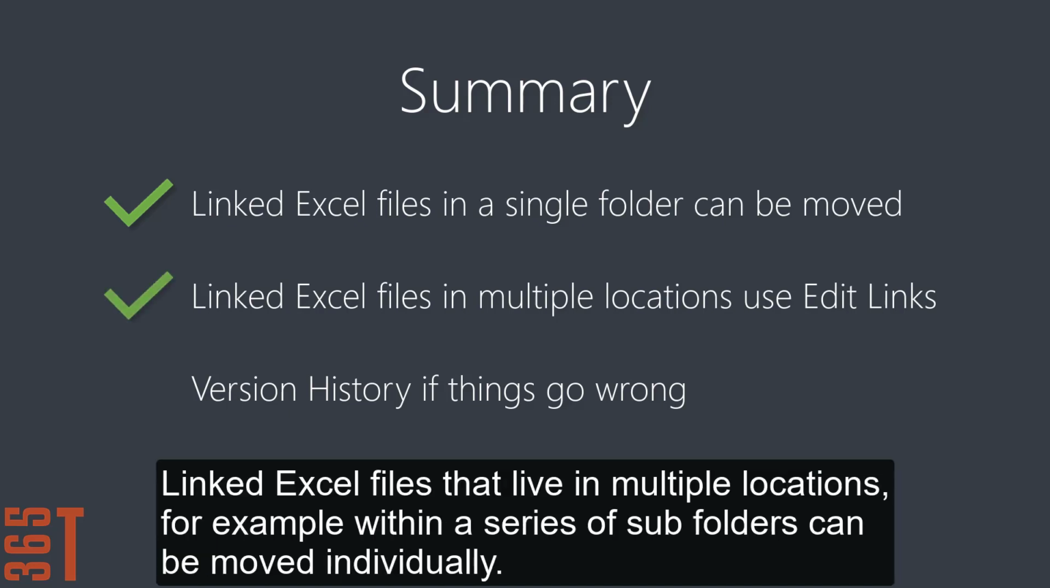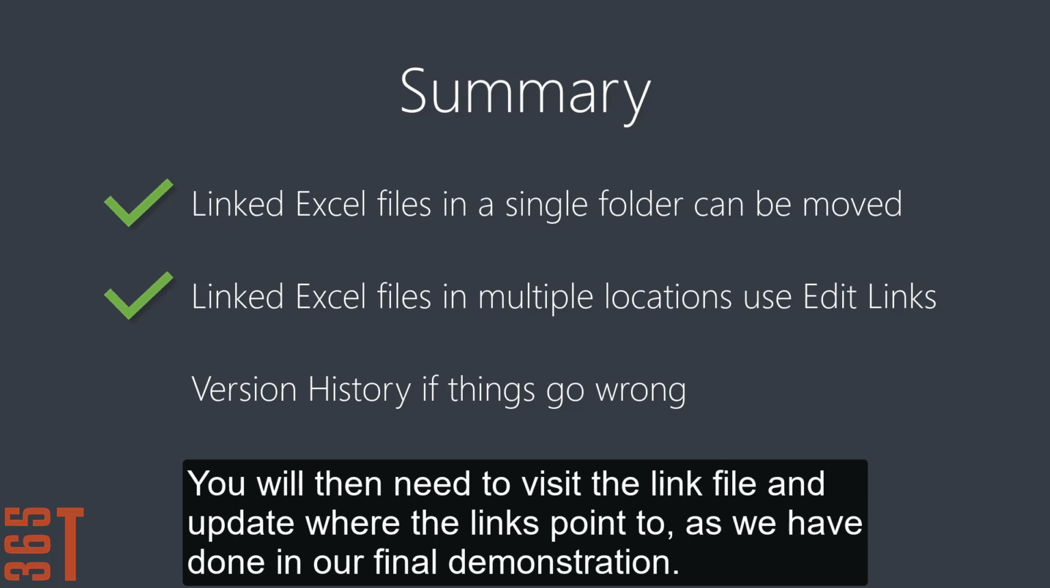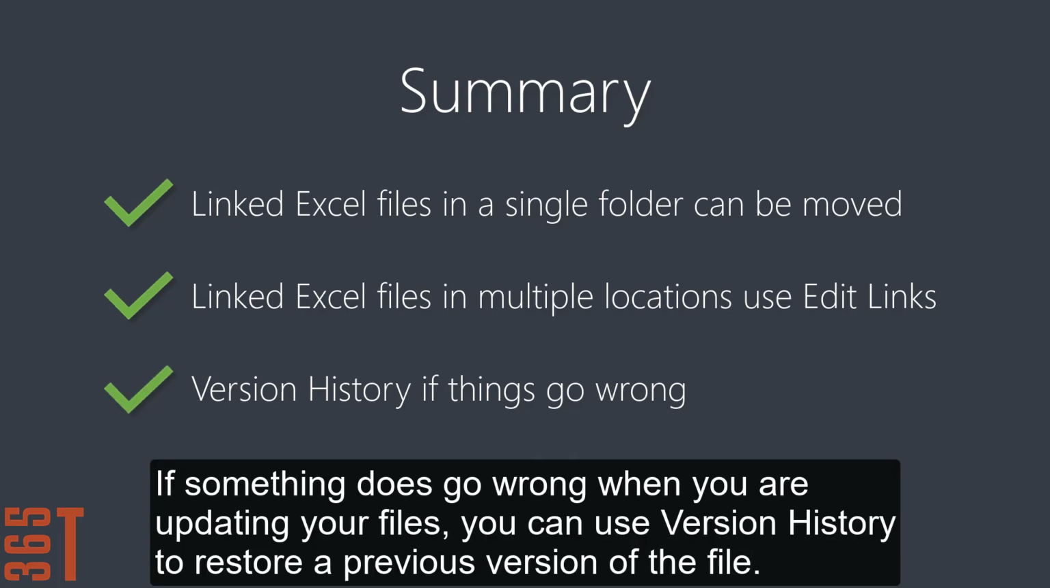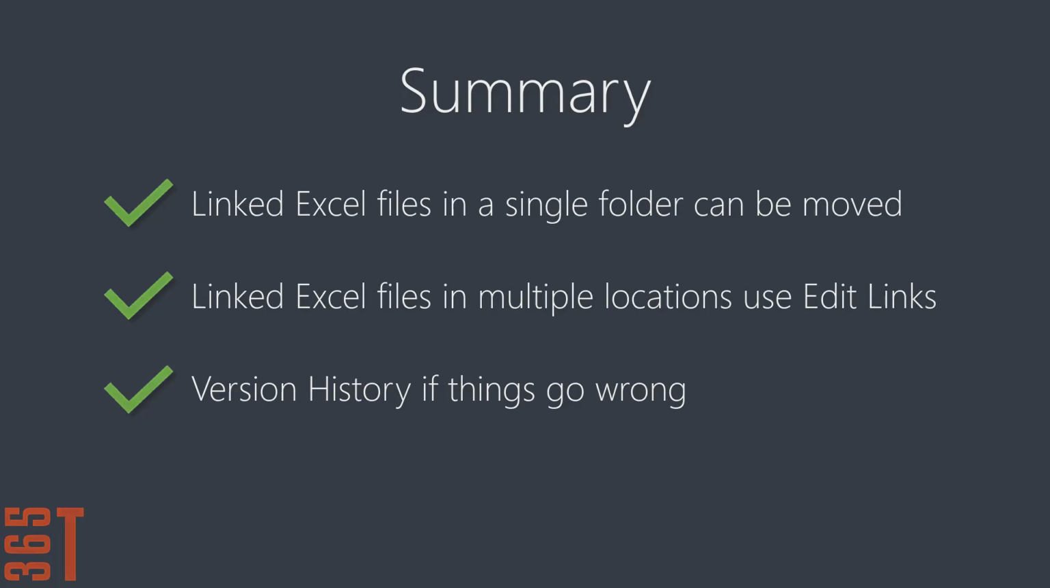Linked Excel files that live in multiple locations, for example within a series of subfolders, can be moved individually, but you will then need to visit the link file and update where the links point to, as we've done in our final demonstration. If something does go wrong when you're updating your files, you can use version history within Excel to restore a previous version of the file.